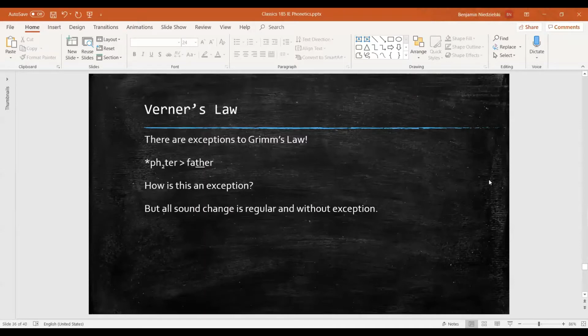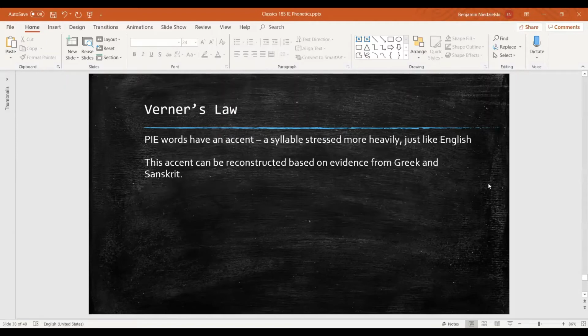Now, according to the neo-grammarian hypothesis, all sound change is supposed to be regular and without exception. We shouldn't have this seeming exception to Grimm's law in words like father and also brother, mother, and so on. So in order to explain this, the only way that we can is to say that there has to be some other sound law, some other rule that prevents Grimm's law from applying. Maybe it happens first and then Grimm's law is no longer relevant. And that's called Verner's law.